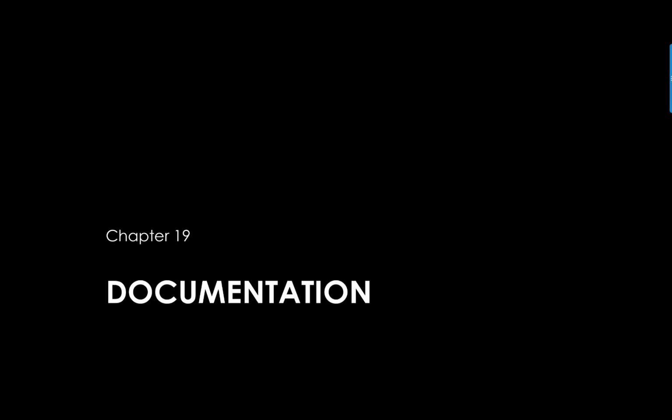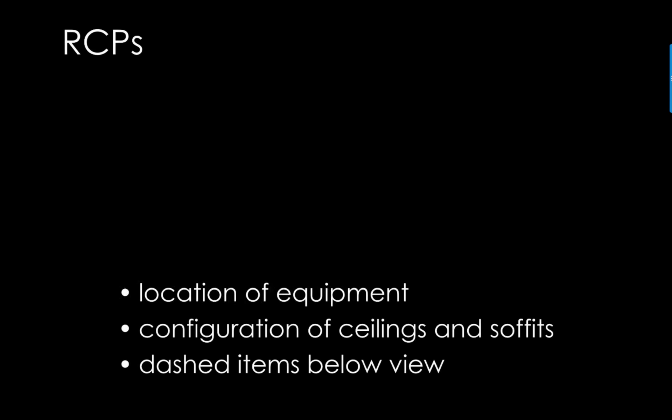All right, and now in a switch, we will go to Chapter 19 and documentation. And typically when you're documenting lighting, you talk about the reflected ceiling plan. That's where a majority of the lights do occur. So obviously you do have to locate the equipment. That includes both drawing it and including dimensions.